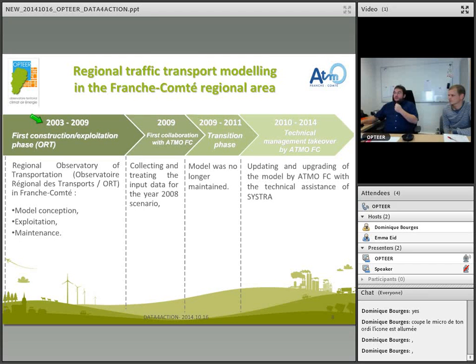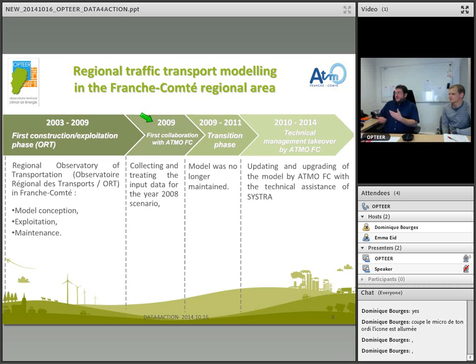And we started actually using the data in 2006 for our need for greenhouse gas and pollutant modeling. But then in 2009, there were some reforms in the structure of the local authorities, and a lot of people were moving from one structure to another, and we started losing the people who were actually doing the technical work on the model. So we made a first collaboration step in 2009, in which we collected and treated the input data to get to a scenario for the year 2008. But after that, there was nearly nobody left to manage the model technically, but still the people were interested in it.